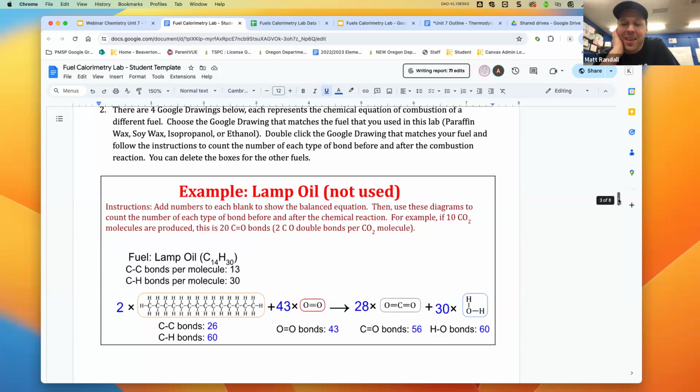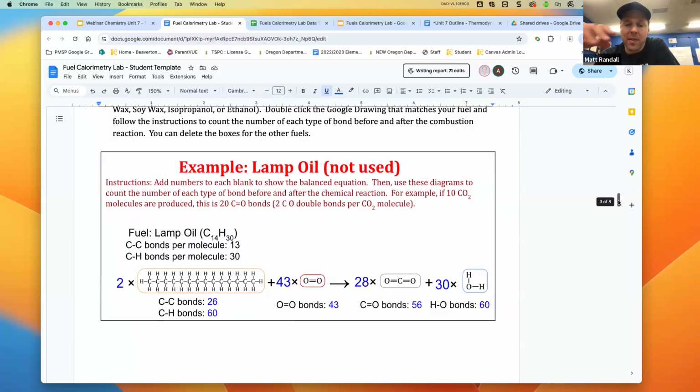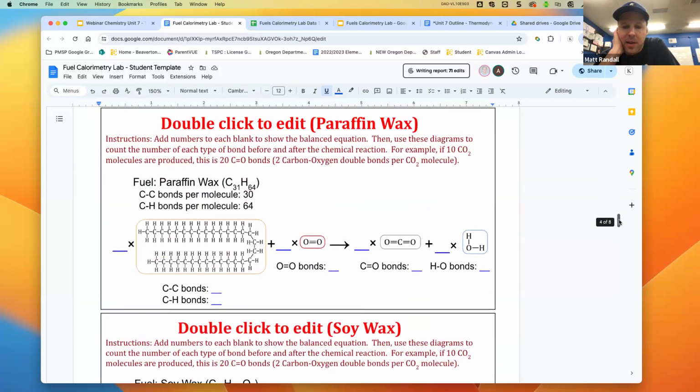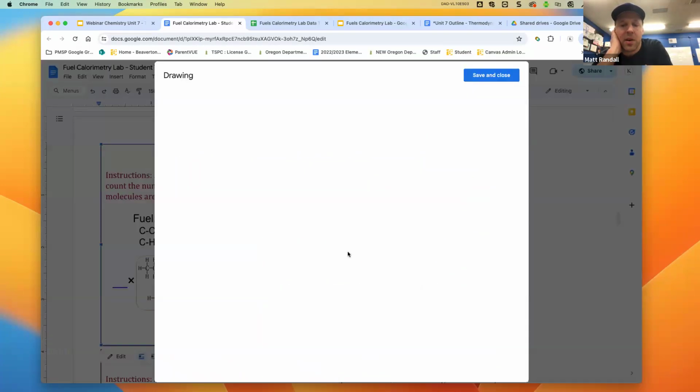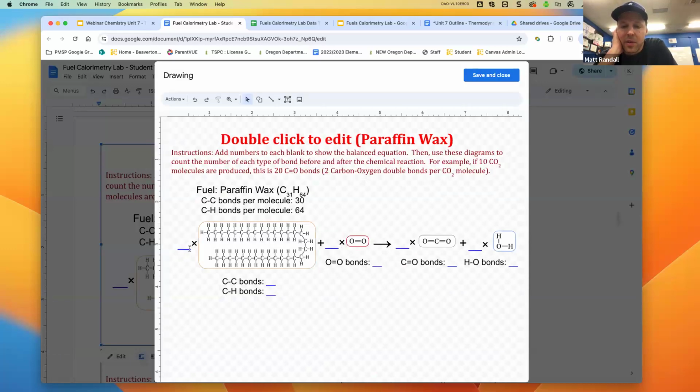But anyway, the way that these are set up, and you can scroll down to one of the next examples, is that the basic reactants and products are in there, and then students can use the coefficients of their balanced equation to make a visual representation of what's happening in the reaction, and then use this to help count the number of bonds.